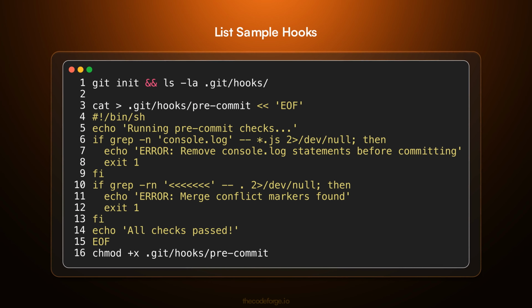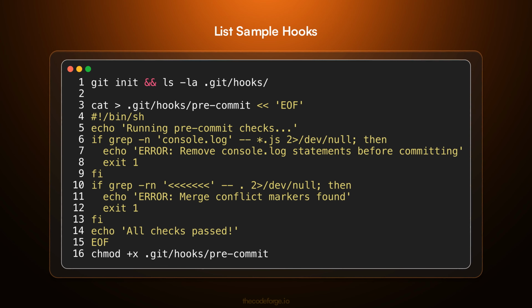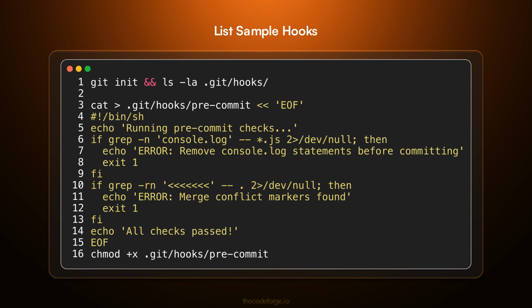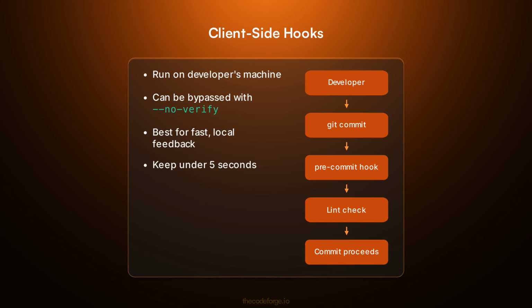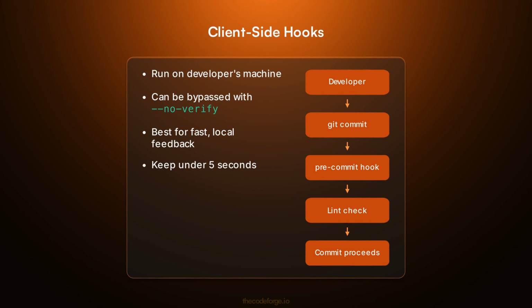Here's a simple pre-commit hook that checks for debug statements and merge conflict markers. After creating the file and making it executable, any commit will run these checks. Client-side hooks run locally. They're great for fast checks like linting, but developers can skip them with --no-verify. If your hook takes more than a few seconds, developers will bypass it.